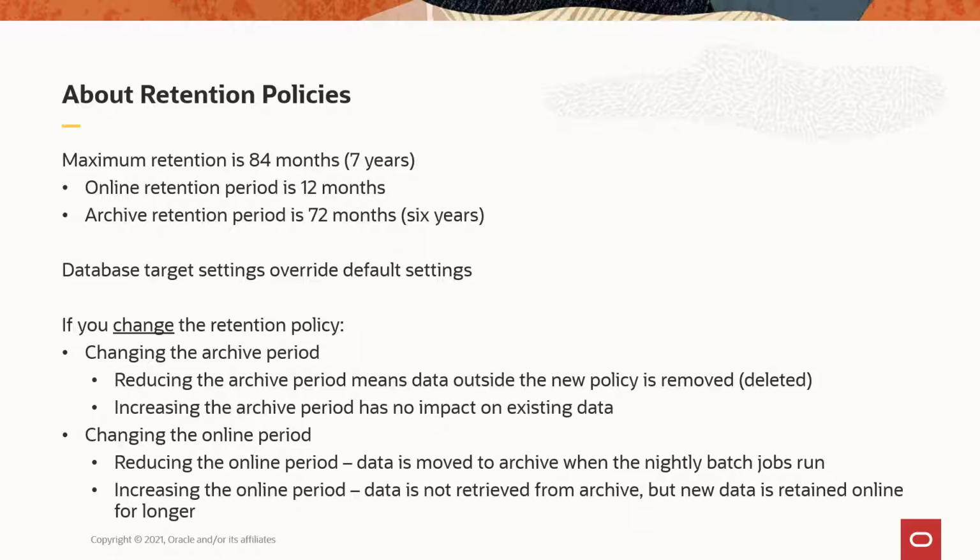When you change the policy, if you are changing the archives, you either remove data that is no longer needed or continue to grow data until you reach the new archive period. If you change the online period, if you shrink it, you'll move data into archive the next time the batch jobs are run. If you increase the online period, you do not automatically retrieve data from the archive.